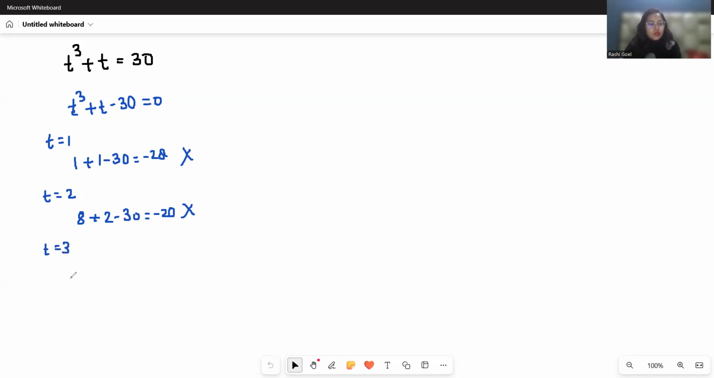Now t is equal to 3. 3 cube is 27 plus 3 minus 30. 27 plus 3 is 30, and minus 30 is 0. So yes, it's perfect. So t is equal to 3.